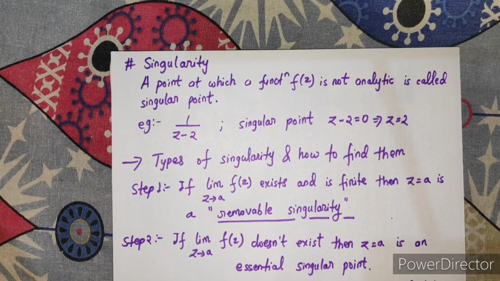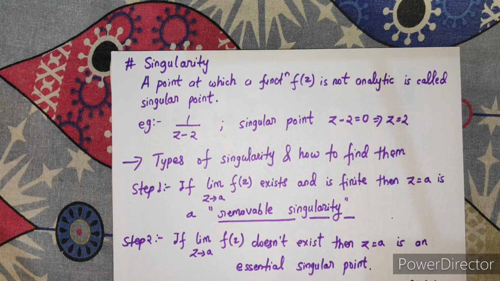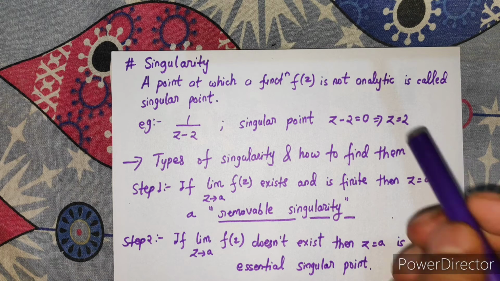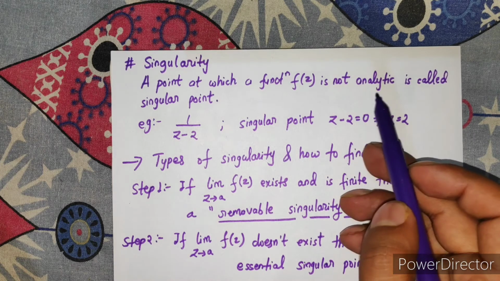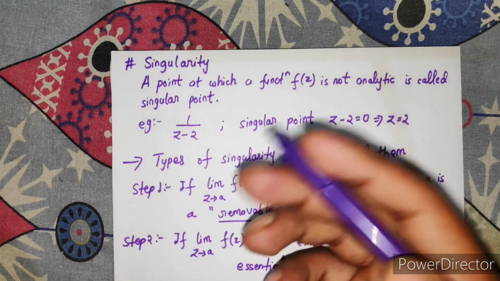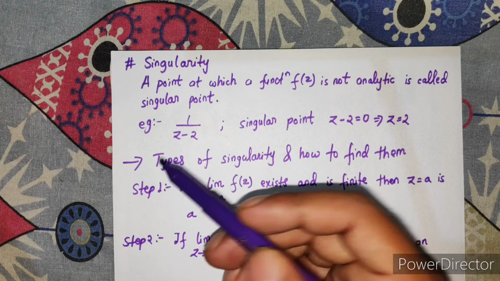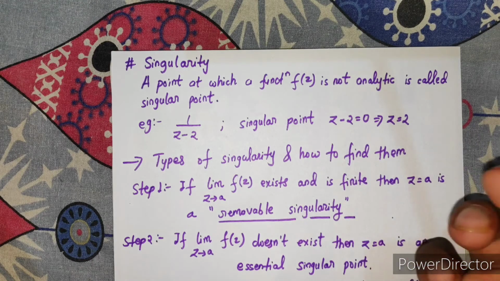So now another topic that is very important, and you may get questions from this too. The topic is singularity. If we go through the theoretical aspect, what is a singularity? A point at which a function f(z) is not analytic is called a singular point. And what analytic means, we are going to discuss next. Okay, from an example you can understand what a singular point or singularity is.